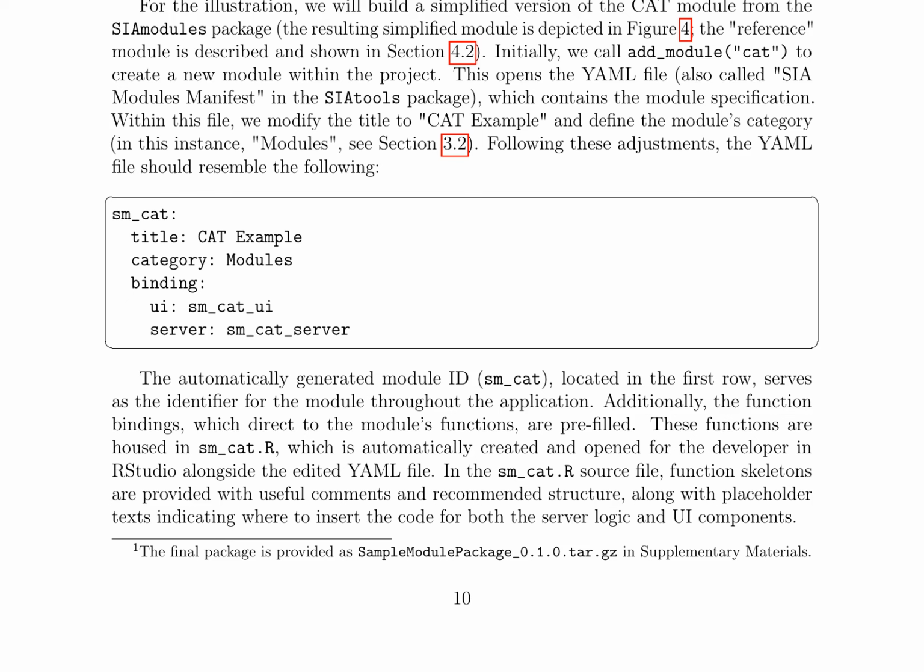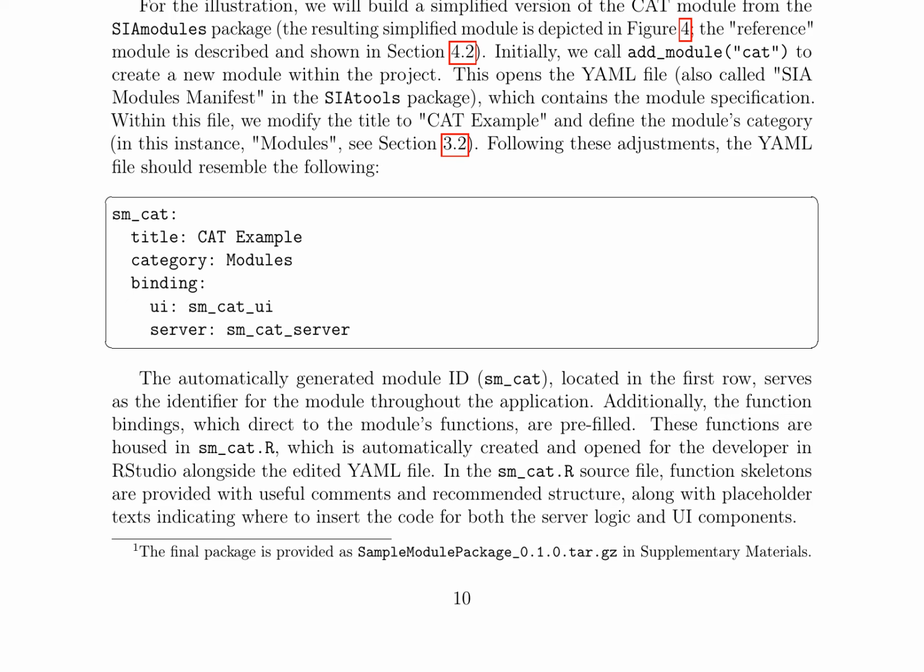For illustration, a simplified version of the cat module from the SIAmodules package is built. Initially, we call add_module("cat") to create a new module within the project. This opens the YAML file, which contains the module specification. Within this file, we modify the title to "cat example" and define the module's category, in this instance, "modules". Following these adjustments, the YAML file should resemble the provided example.